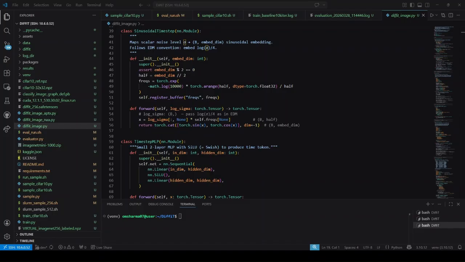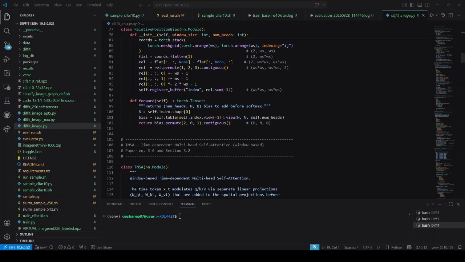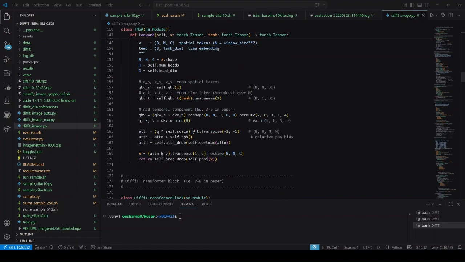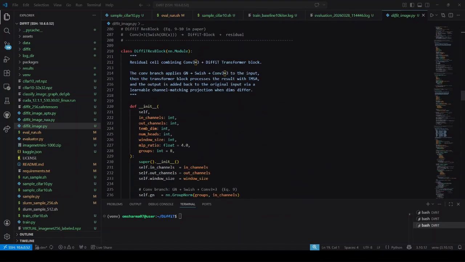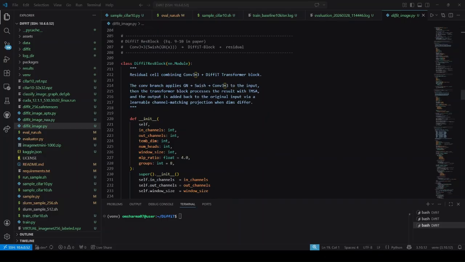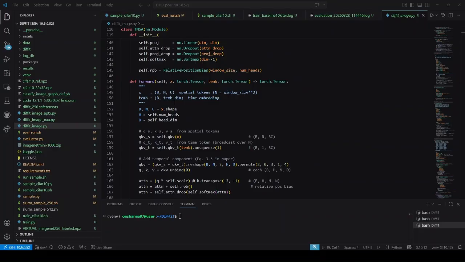The DiffiT ResBlock is the core building block. It does two things. First, a conv branch: group norm, and then SiLU activation. This is the class implementation for the DiffiT ResBlock. And inside the transformer block is where the TMSA lives. Let me show you. The TMSA computes queries, keys and values from both the spatial tokens, the image features, and the time token.